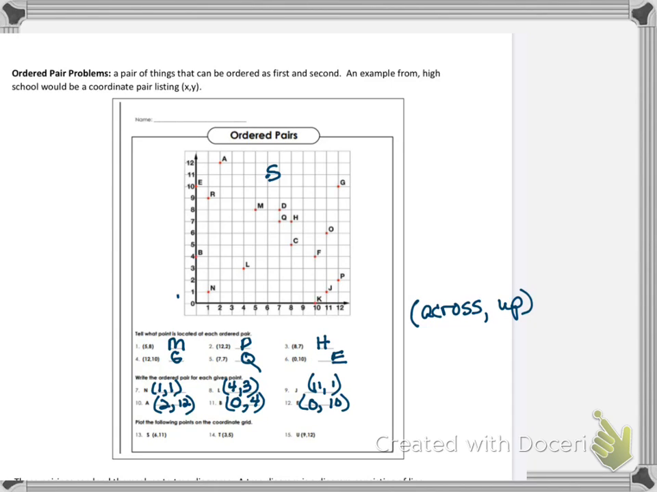Okay, (3, 5): go over 3, up 5, and that point will be a T. (9, 12) is U: go over 9, and then up 12. So (9, 12) is there, and that's going to be a U. So be familiar with this, know how to label things, and be comfortable instructing your students in these ordered pairs.